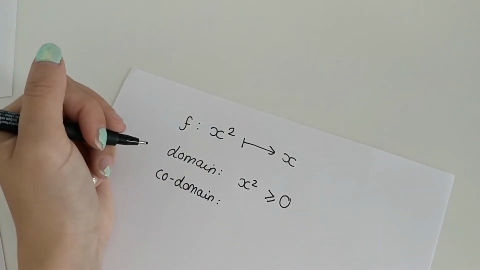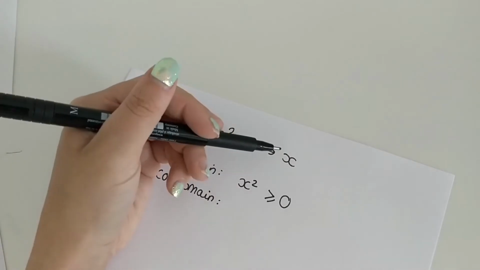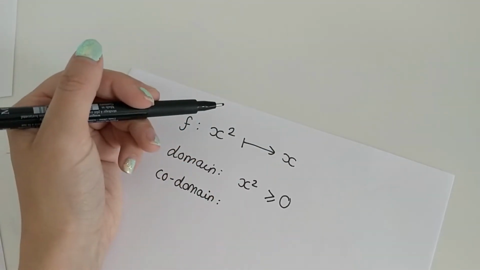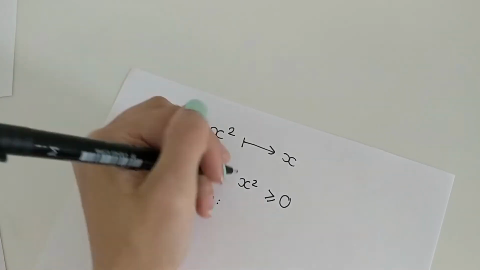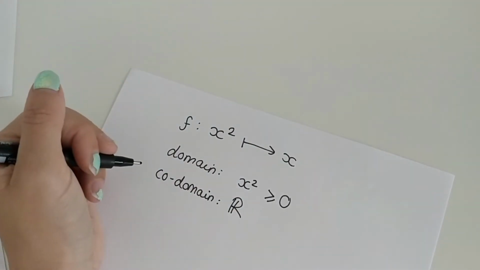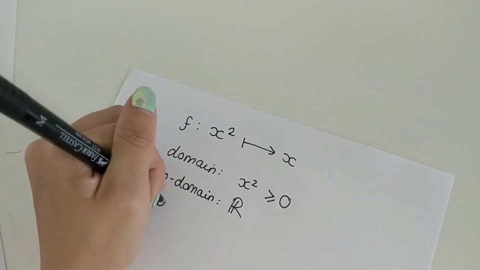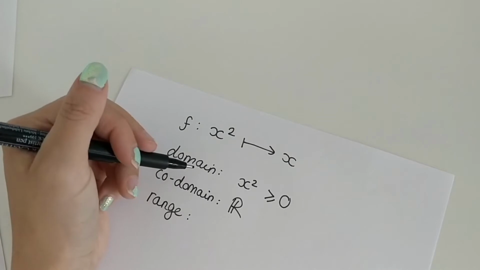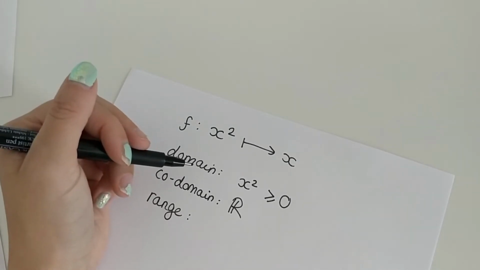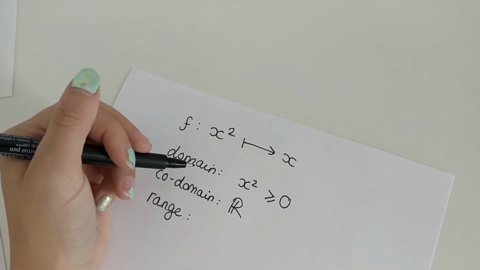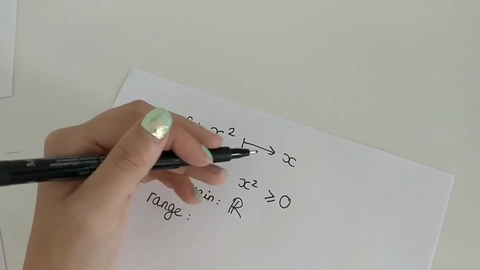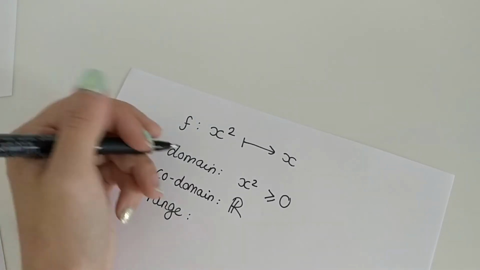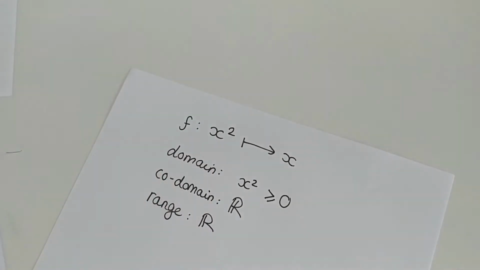So what kinds of outputs are we going to get? We're going to get positive and negative outputs, and they could be anything really. So the codomain would just be R. And the range. Is there anything that's impossible to get? No, it's not actually, is there? Because anything can be the square root of something. So yeah, that's going to be all of R.